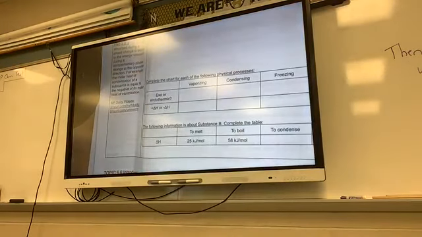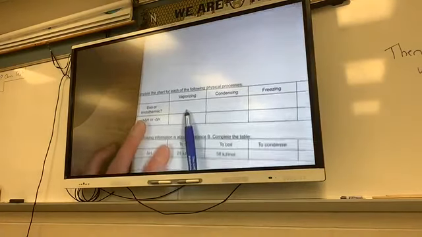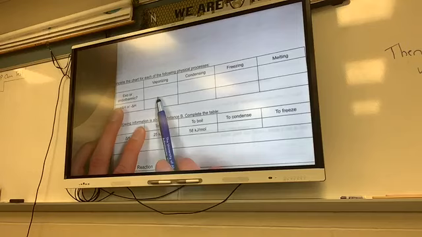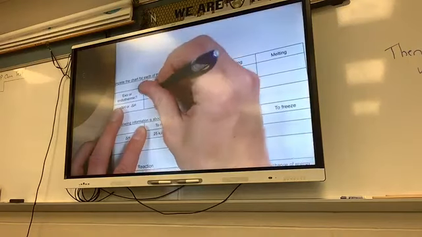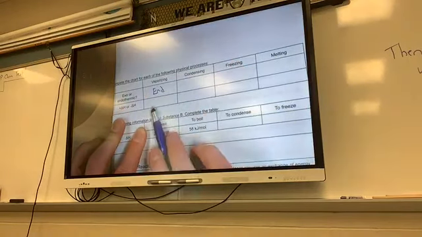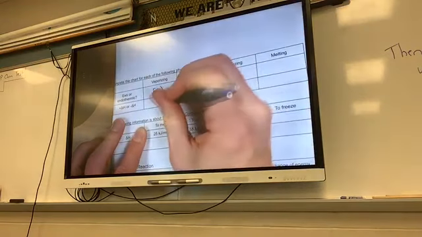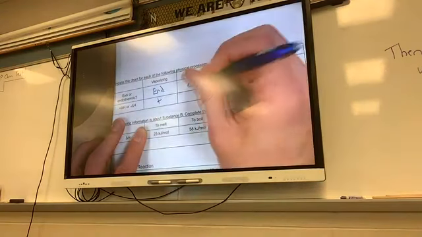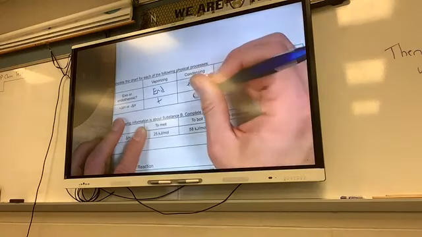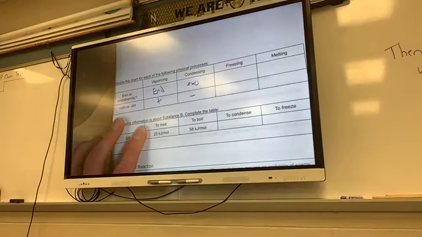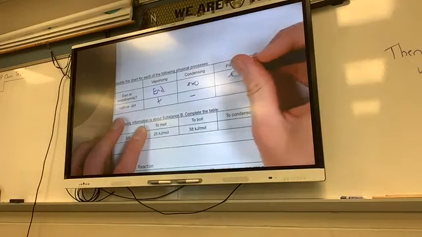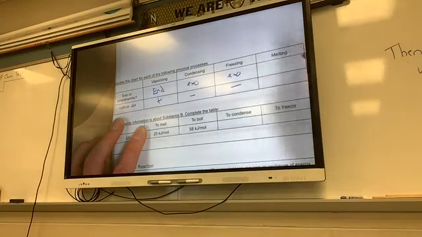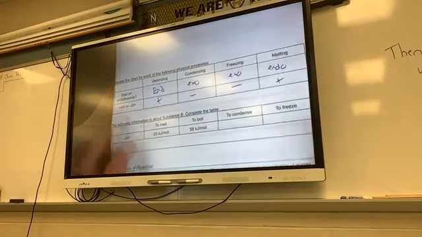Complete the chart for each of the following physical processes. Endo or exo. Here we go. Vaporizing, endo or exo? Endo. Positive or negative delta H? Positive. Condensing. Exo. Positive or negative? Negative. Freezing. Exo. Negative. Melting. Endo. Positive.